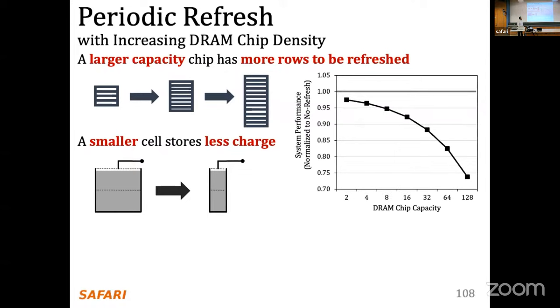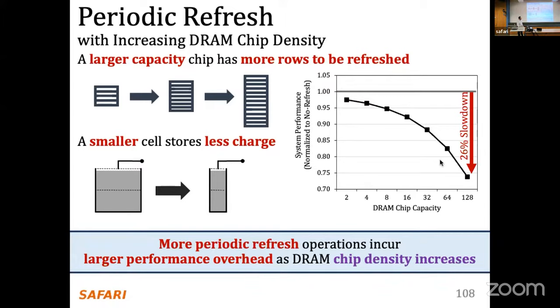And this is just a projection of how bad the system performance gets with periodic refresh as the DRAM chip capacity increases. So this 1.0 is the point that we have in an idealistic world, where we do not have any refresh. And this curve shows how the performance goes down as you need to refresh more rows. So more periodic refresh operations incur larger performance overhead as DRAM chip density increases.